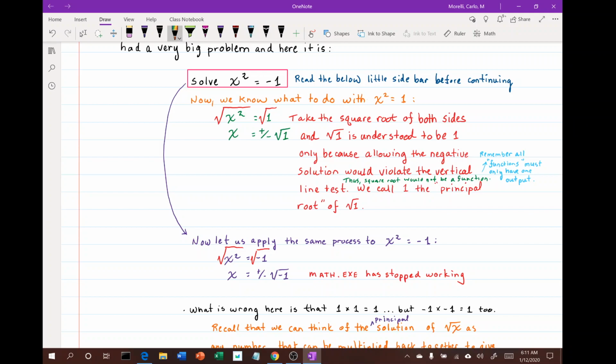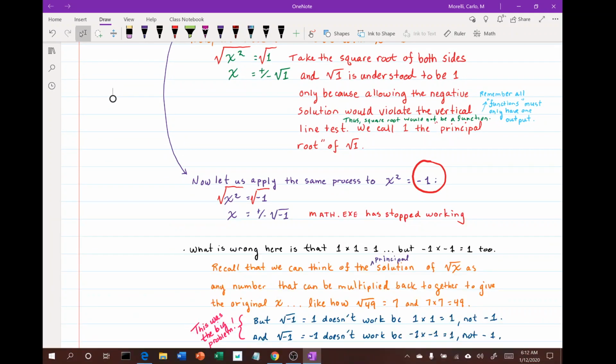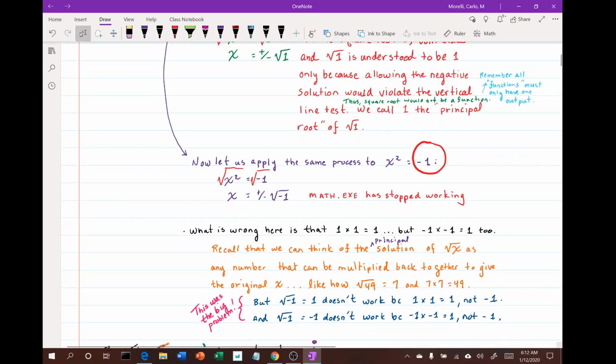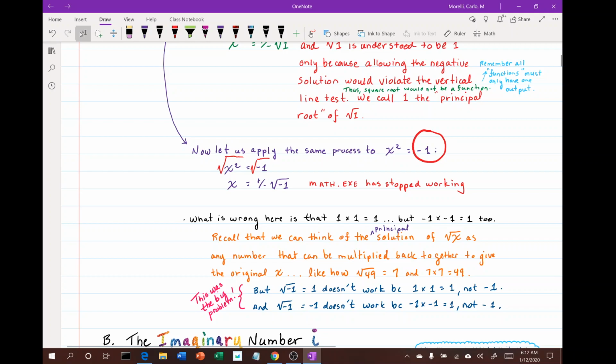Now let's try to apply that same process to x squared equals, okay, and here's the big thing, x squared equals negative 1. X squared equals negative 1, not positive 1. Okay, so first we take the square root of both sides, just like we did before, and then we get x equals plus or minus the square root of negative 1. And here, guys, it's like the train grinding to a halt on the tracks. I say here math.exe has stopped working.